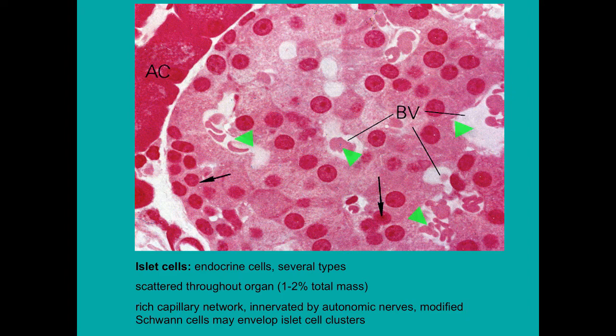As shown in this image, there's a rich capillary network associated with the islet cells. The islet cells may be innervated by autonomic nerves. There are actually thought to be modified Schwann cells that may envelop clusters of islets. And some of these modified Schwann cells might be shown like this around the periphery of this islet.